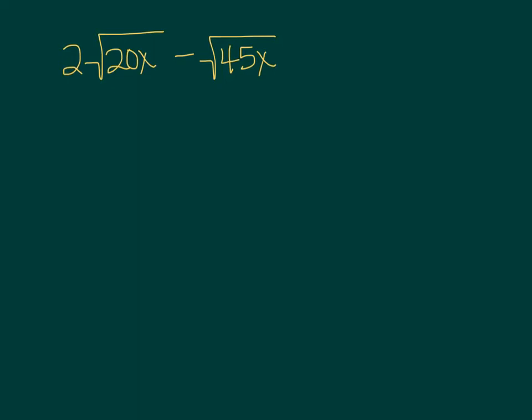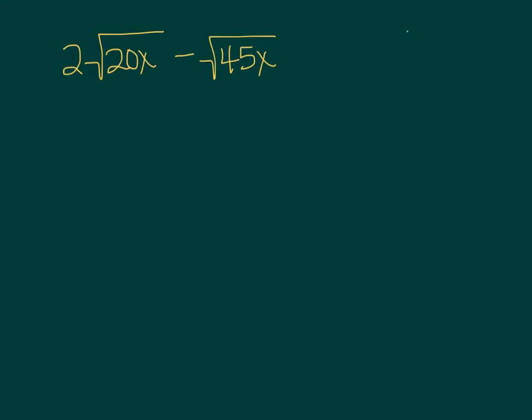Now let's look at a little bit more complicated problem. I'm looking at this problem 2 root 20x minus root 45x, and I'm noting that I actually have the same index right off the bat. I've got a square root and a square root. What I don't have is the same radicand. So what I need to do is I actually am going to try to reduce these and see if I can make them the same.